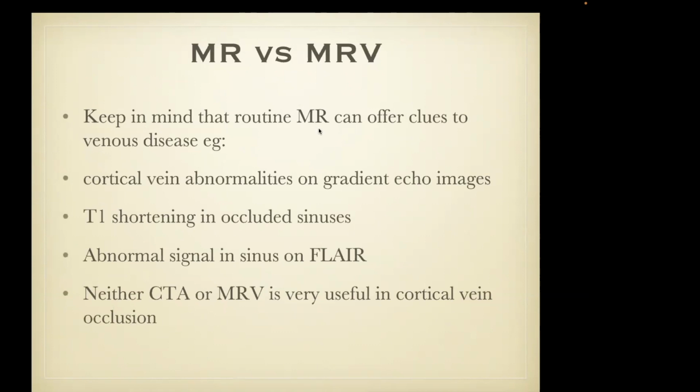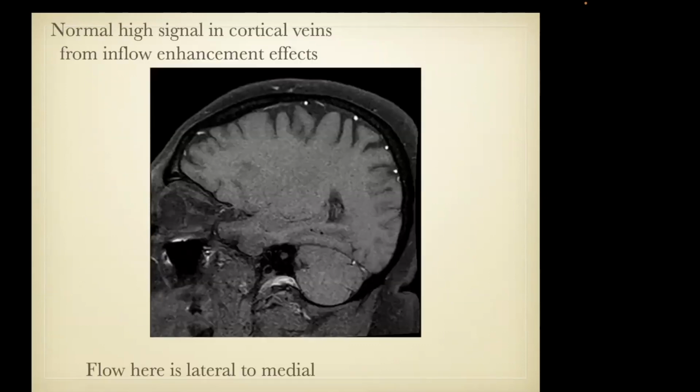But remember that the routine MR can offer many clues to the diagnosis of venous disease. These are going to be the cortical vein abnormalities on the gradient echo imaging. As I mentioned, T1 shortening of the sinuses that we've seen. We often have abnormal signal in the sinuses on FLAIR imaging. But remember that neither the CT venogram or MR venogram is useful in isolated cortical vein occlusion. And in this case, the MR source imaging is more reliable.